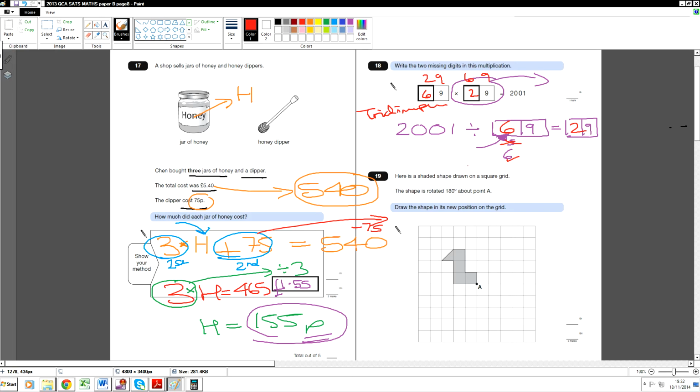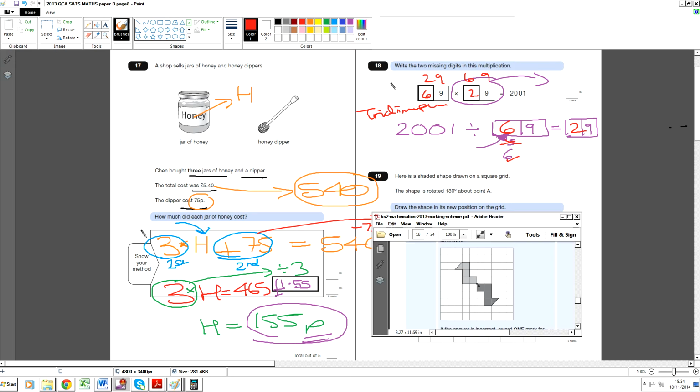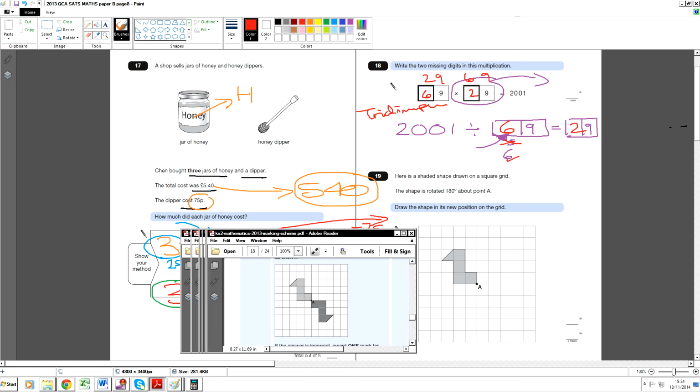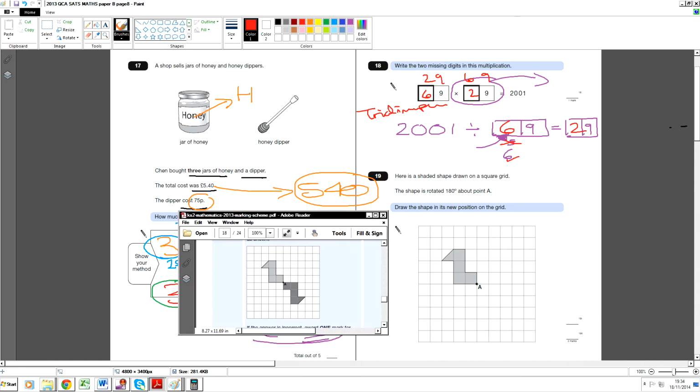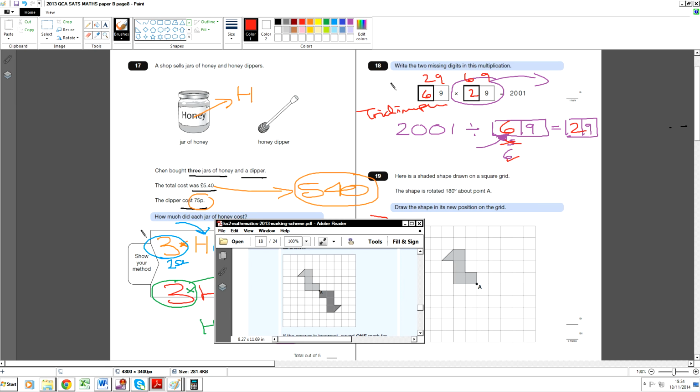Now, question number 19 is a bit difficult for me to draw. I'm going to pause the video and give you the answer in a second. Okay, folks, this is what the answer should look like for question number 19. I've overlaid it onto the original question, and the answer should look like that. Thank you, folks.